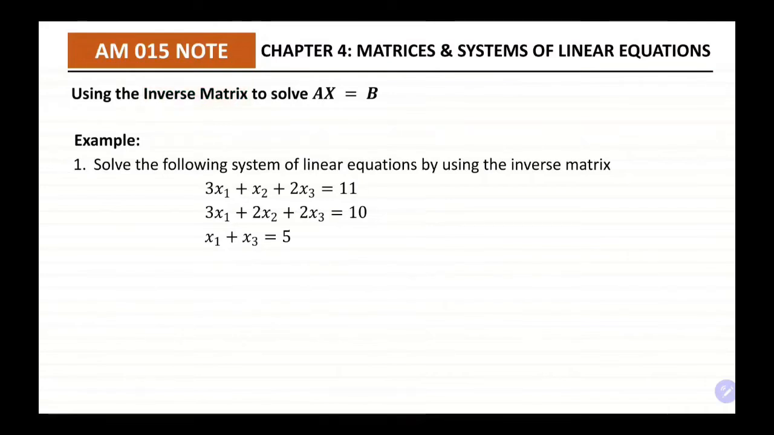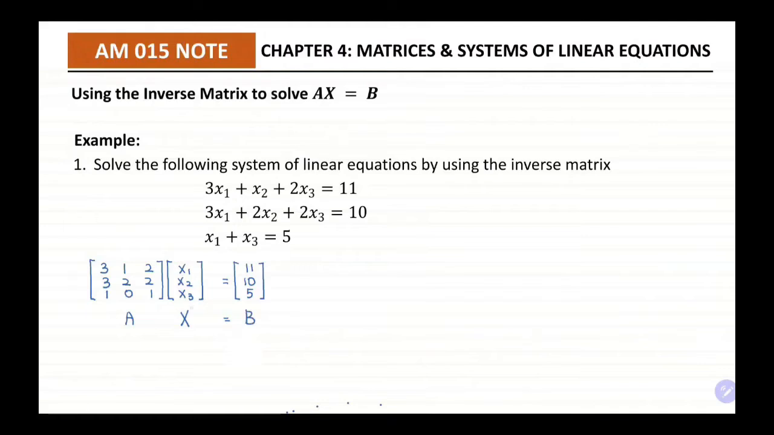We have 3 linear equations. So, first step, we change this linear equation into matrix form. So, 3, 1, 2, 3, 2, 2, 1, 0, 1. Why I put this one equals to 0? Since this equation doesn't have x2. Okay, this one we let as matrix A. Then we have 3 unknowns, x1, x2 and x3. So this one as matrix X equals to, we have 11, 10 and 5. And this one as matrix B.